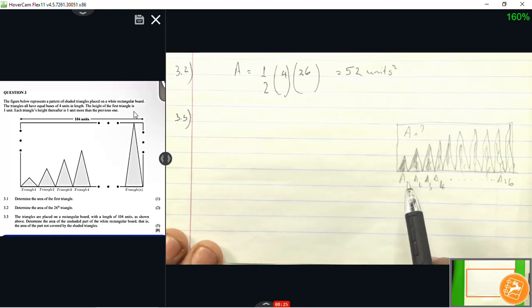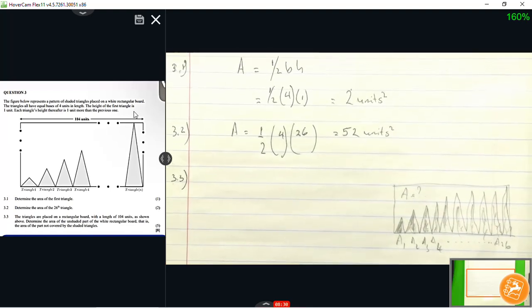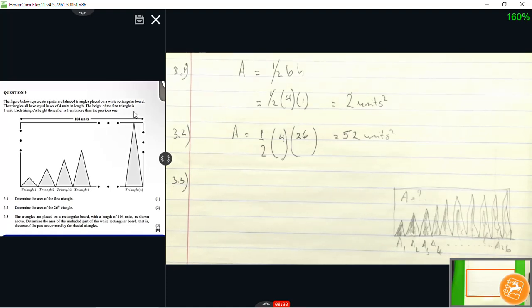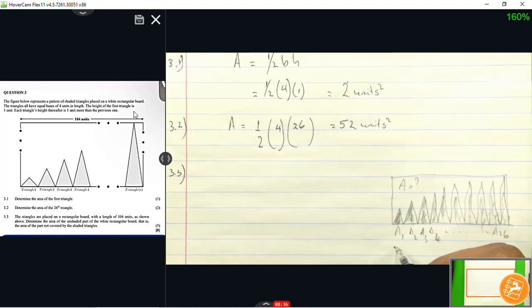Now, if I know that this height is, what is it? This one is 2 units, 2 units, and then this one will be what? It will be half of 4 times 2, isn't it? So it will be 4 units. This one will be 6, and so forth and so forth. This one will be 52. So what is it that I need to know? I am going to have to know the areas of all of these and then add them.